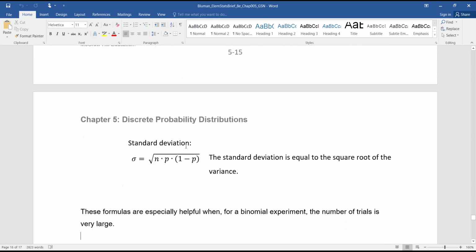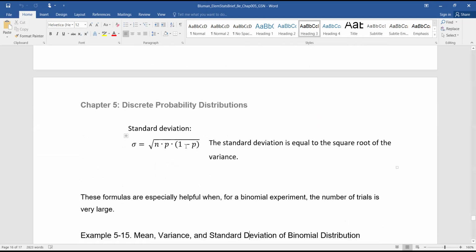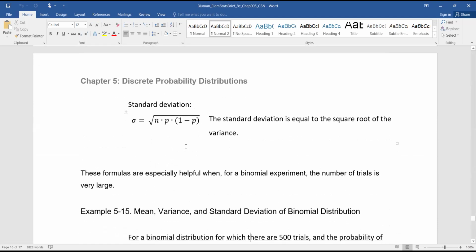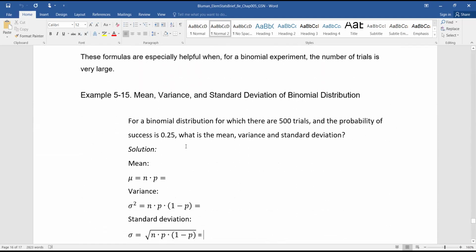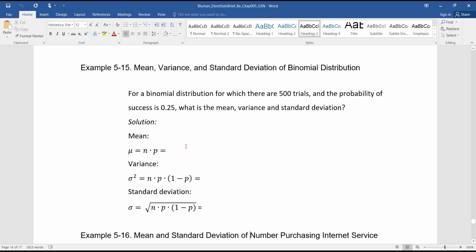So a lot quicker of a way to do this if I know I'm dealing with a binomial distribution, and I know I'm dealing with a binomial distribution if there can only be two outcomes for each trial given. So again, these formulas are especially helpful for a binomial experiment when the number of trials is very large. So let's look at example 15 here. It says, for a binomial distribution, so I know it is, for which there are 500 trials. Now, I don't want to have to do the math for 500. And the probability of success is 0.25. What is the mean, variance, and standard deviation?